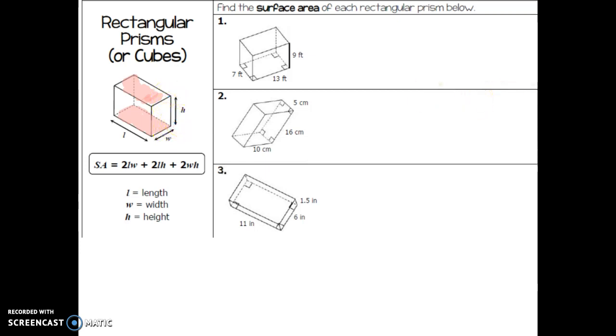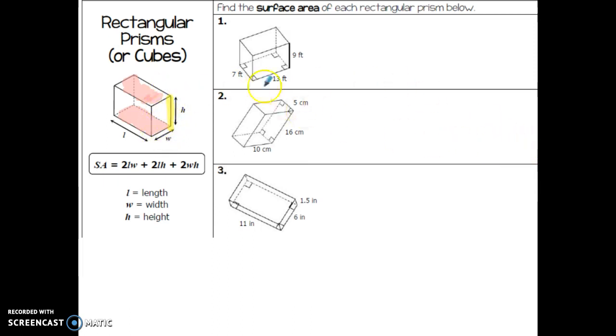So in this case, of course, length, that's going to be my longer side. My width is going to be my shorter side. And my height is going to be the side that is connecting my two bases. So that's why I say it's a little bit easier if you shade in your bases. That way you can tell what the height actually is when there's a whole bunch of numbers.